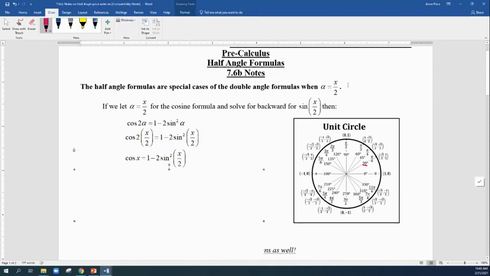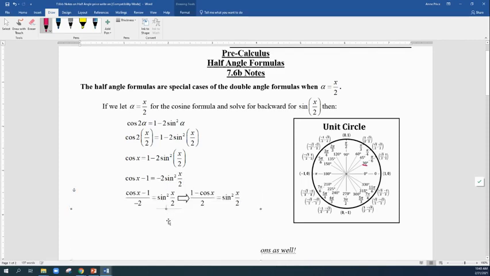Now we want to solve backwards for sine of x over 2, which is right here on the right-hand side. To do that, we need to move the furthest piece away from it, which is the 1. So we subtract 1 over and go through our operations. Subtracting 1, we're left with negative 2 sine squared. What's our next step for getting it alone? Solving for sine of the half angle x over 2, we need to divide by negative 2.